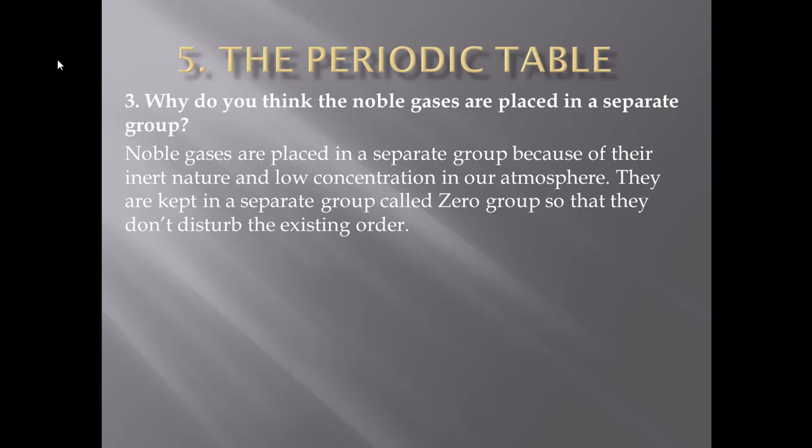Moving to the next question, the fourth question is, why do you think the noble gases are placed in a separate group? We know that noble gases are very inert in nature and their concentration is very low in the atmosphere. They are inert in nature because they have completely filled outermost shells. Due to these reasons, they are kept in a separate group called the zero group so that they don't disturb the existing order of the periodic table. Hope it is clear to you.